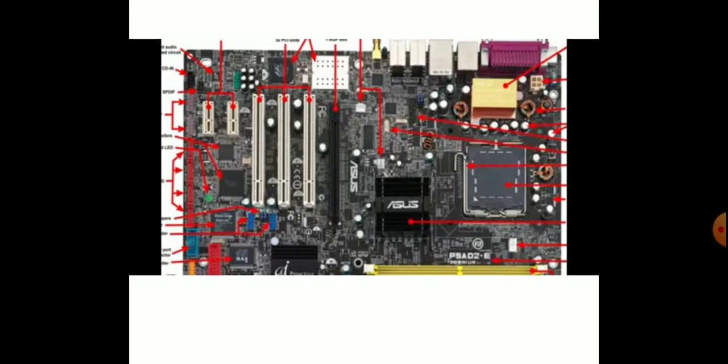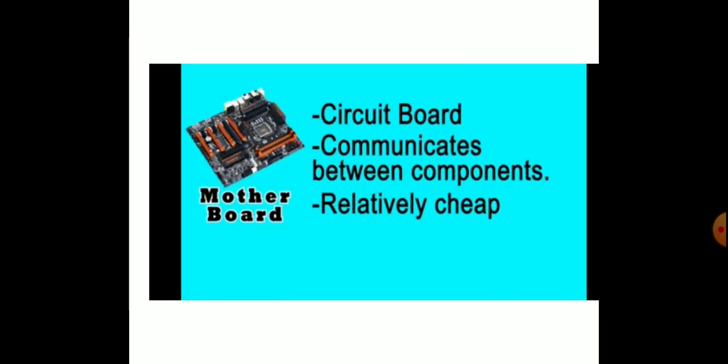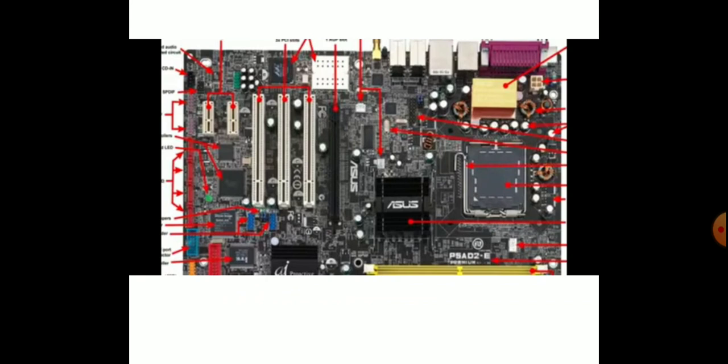This is the physical structure of motherboard. In other words, the motherboard is a circuit board that communicates between components. It is relatively cheap. So here all the components are connected. It communicates the data in between the components, whereas processor, hard disk, RAM, power supply, everything is being connected.